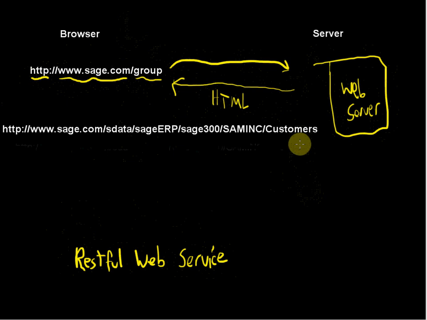Initially, companies like Oracle, Microsoft, and IBM came up with various web service standards that involved a lot of infrastructure to do things.